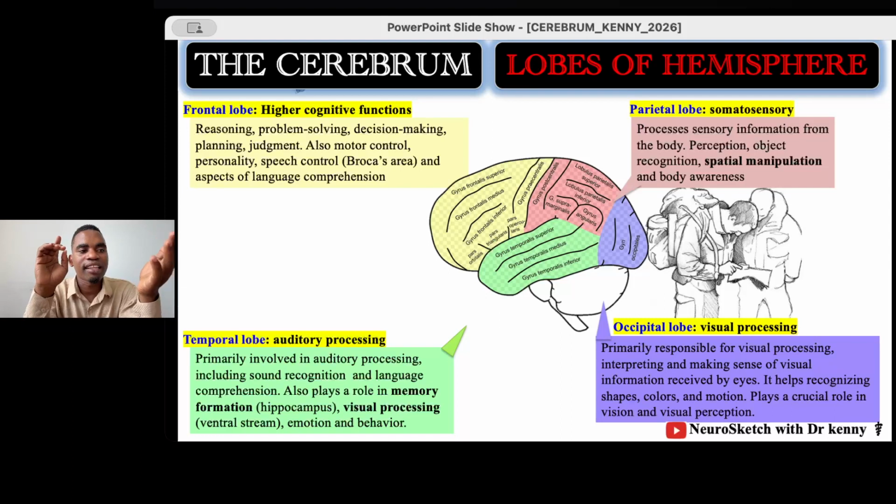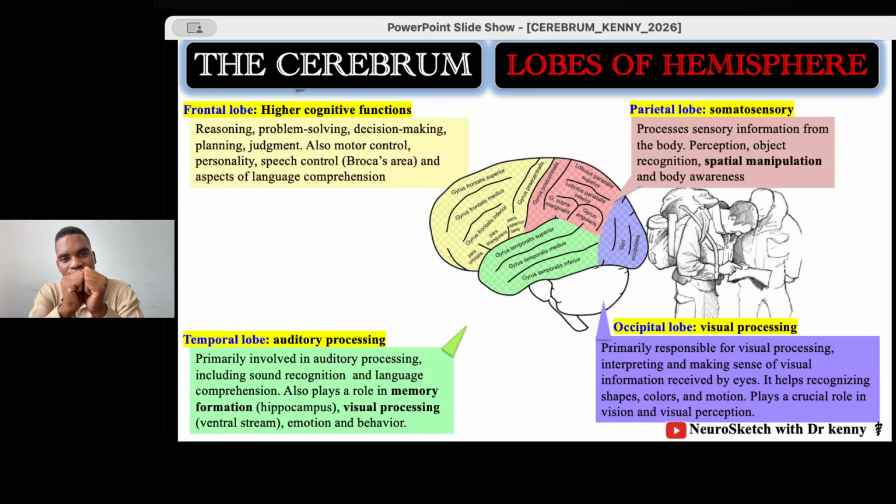The parietal lobe, we have said, deals with somatic sensation. And by definition, what are the somatic sensations? These are the senses of temperature, touch, pressure, pain, vibration, and joint position, proprioception. These are called somatic sensations to differentiate them from special sensations. What are the special sensations?